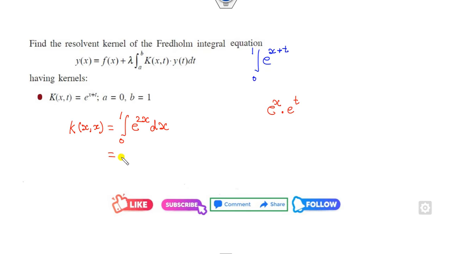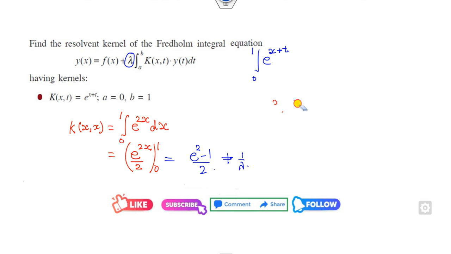So what is the integration of this? e^(2x) divided by 2 from 0 to 1. So what is the answer of this? (e² − 1)/2. And clearly, because lambda is not given, I assume this is not equal to 1 over this value.